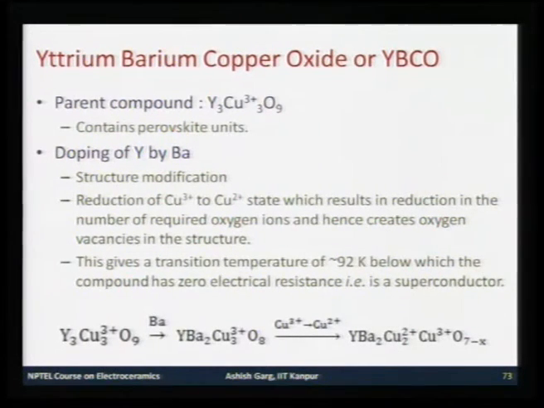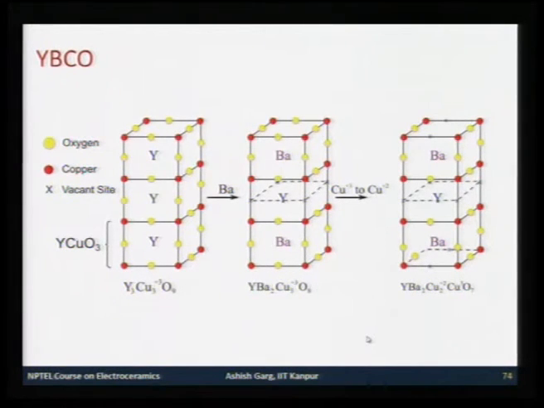So you understand that you bring in one barium, you of course reduce the requirement of oxygen. Now in order to compensate completely, copper also reduces itself, because you have one charge deficiency here and another charge deficiency caused by the reduction of Cu 3+ to 2+ to remove one oxygen. So the moment you do that, Y3Cu3O9 becomes YBa2Cu3O8, and what you have here is YBa2 Cu2+ 2 Cu3+, only one now, O7-x. So the structure changes like this.